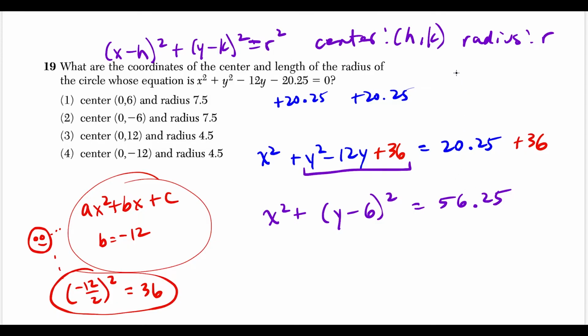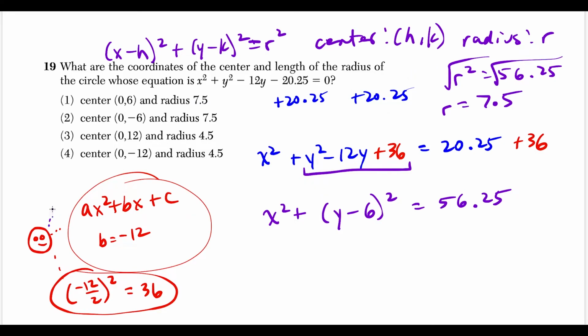So when I want to identify, we have r squared in this case is equal to 56.25. We take the square root of this, and this is just going to be calculator work, but that would work out to 7.5. So now we're ready to identify our center and our radius.